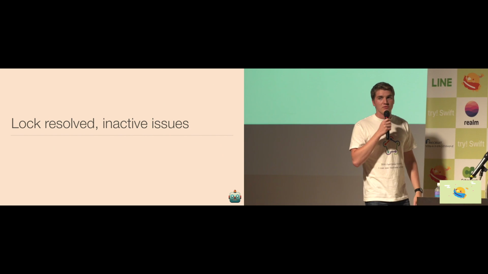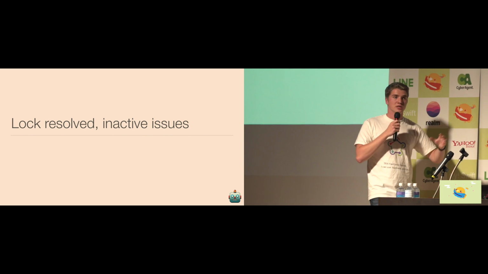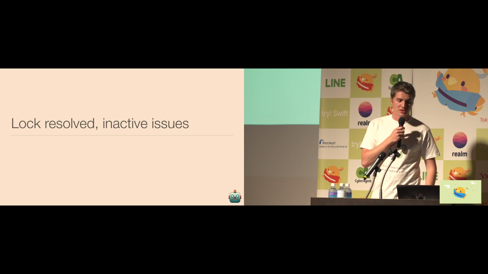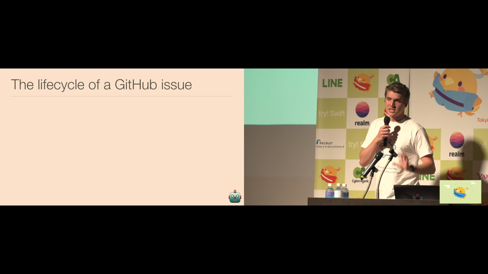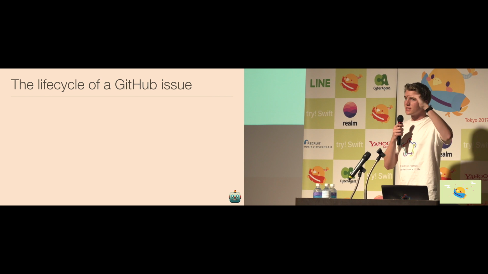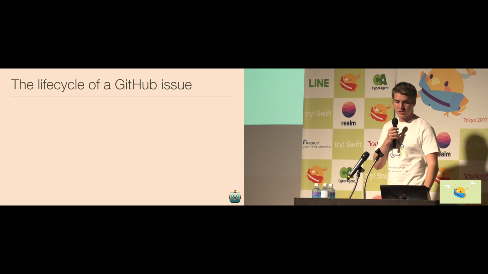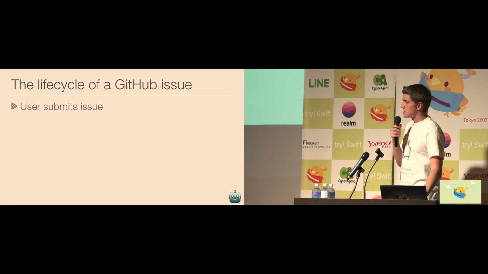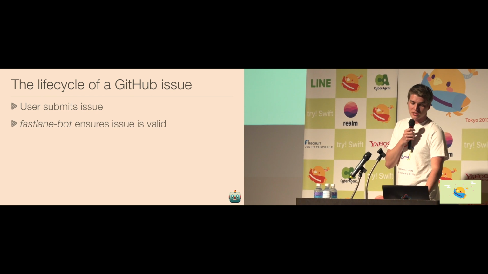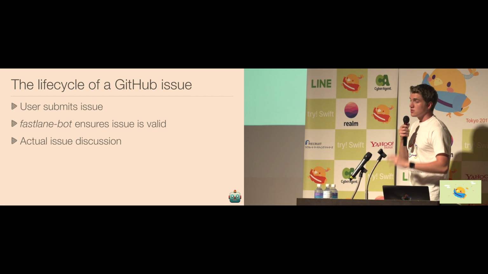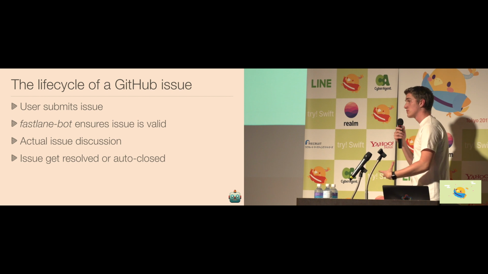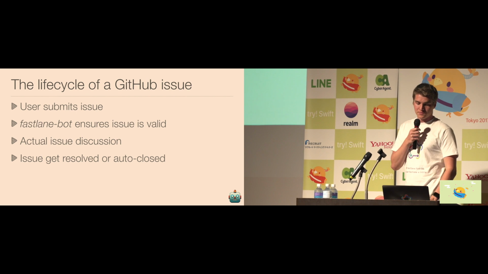And finally, the very famous "Me too" comments on issues that only trigger email notifications but don't actually add any value to the discussion. So by telling users to submit a new GitHub issue, you properly go through the complete life cycle of a GitHub issue again. First, the user submits an issue. Then the Fastlane bot ensures that all required information is available. Then the actual discussion around the issue happens. And in the end, the issue either gets resolved or it gets auto-closed by the bot.